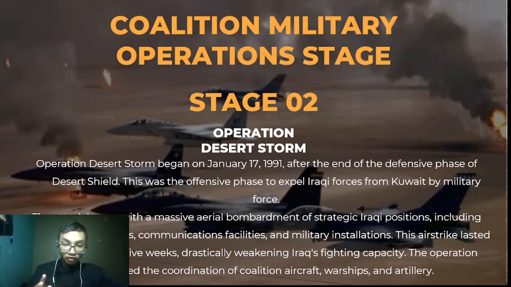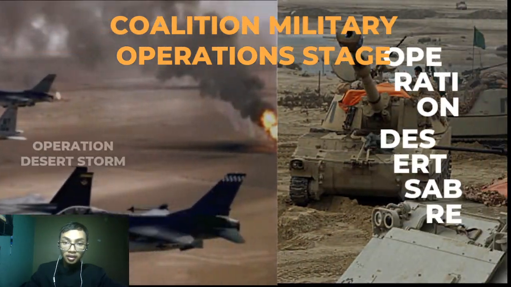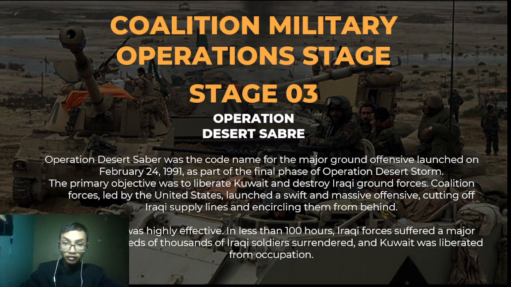The operation involved the coordination of coalition aircraft, warships, and artillery. The third stage is Operation Desert Sabre. This was the codename for the major ground offensive launched on February 24, 1991, as part of the final phase of Operation Desert Storm. The primary objective was to liberate Kuwait and destroy Iraqi ground forces.